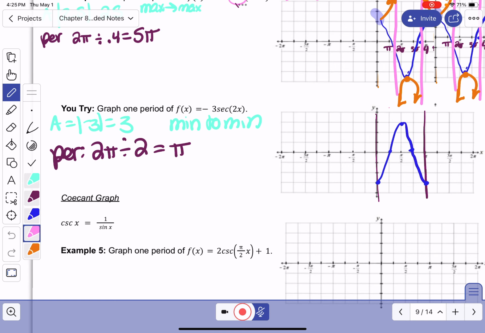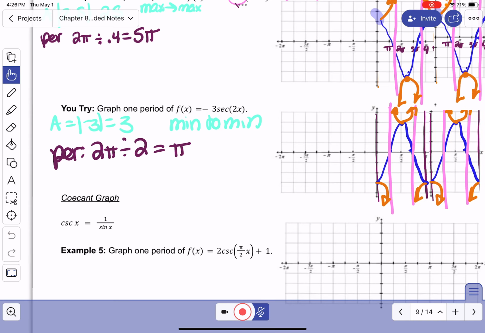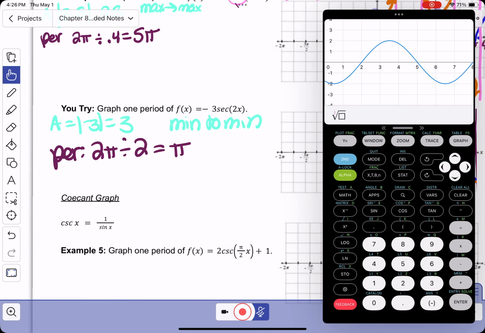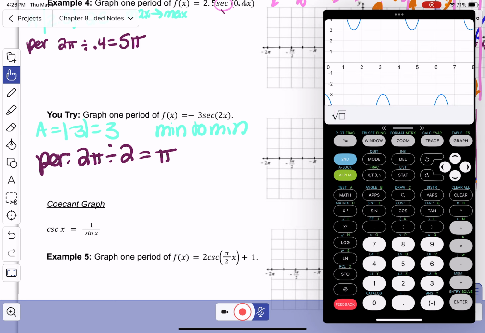Now, make this thicker. How about that? So now these are our new asymptotes. And we flip the blue curves. And again, you can put that on your calculator. If you wanted to graph that on the calculator, secant is 1 over cosine. So we would do -3 and then parentheses 1 divided by cosine of 2x. And see, we just get those curves.